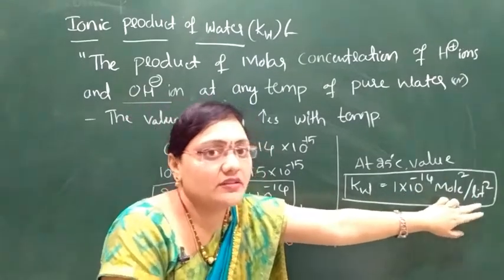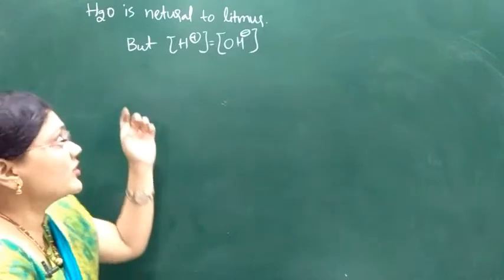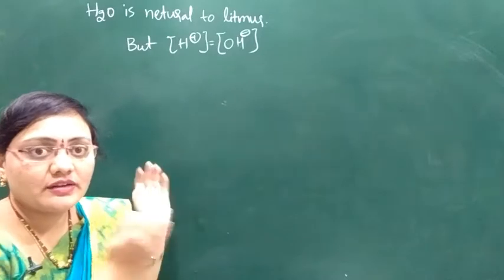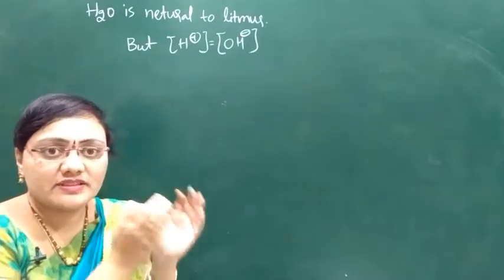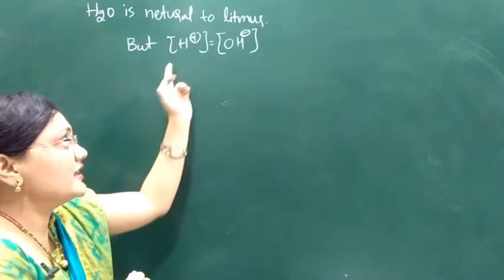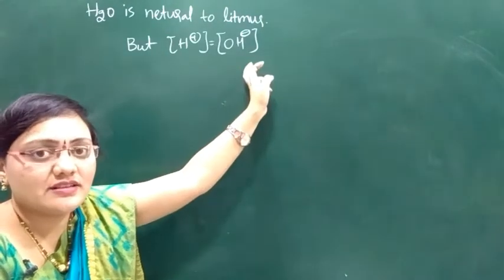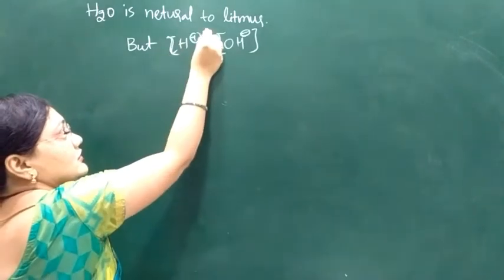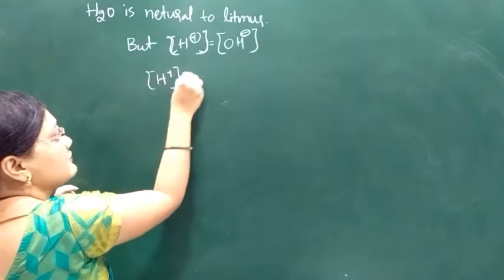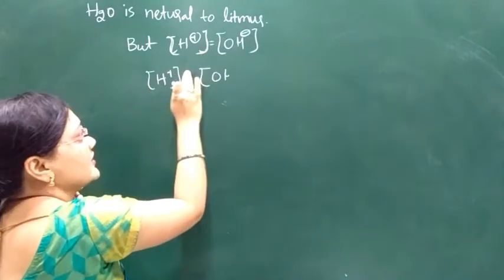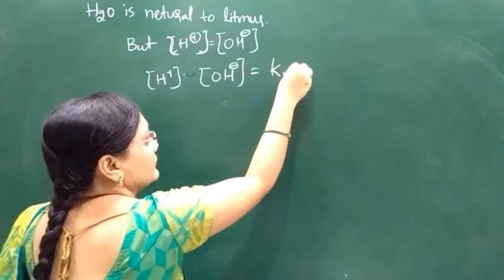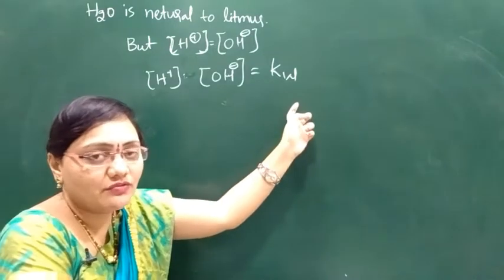The ionic product of water is neutral to litmus. Neutral to litmus means the concentration of H plus ions is equal to the concentration of hydroxyl ions. The concentration of H plus ions times the concentration of OH minus ions is equal to Kw, where Kw means the ionic product of water.